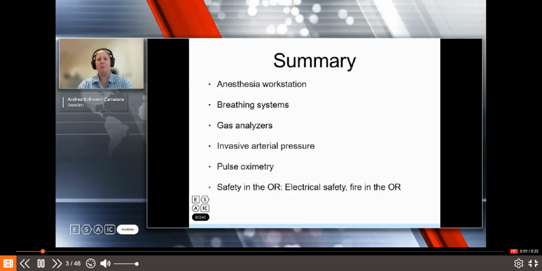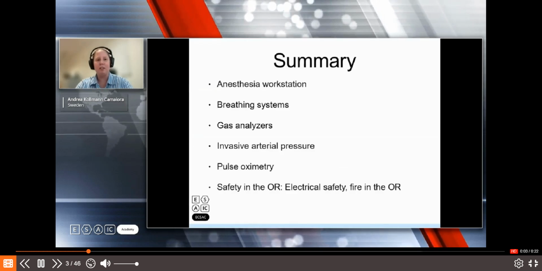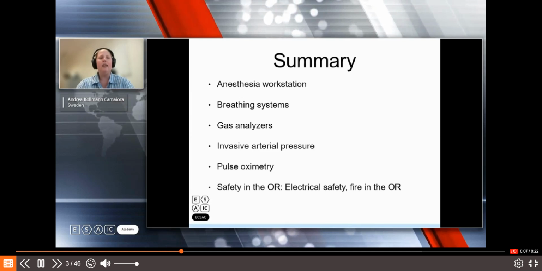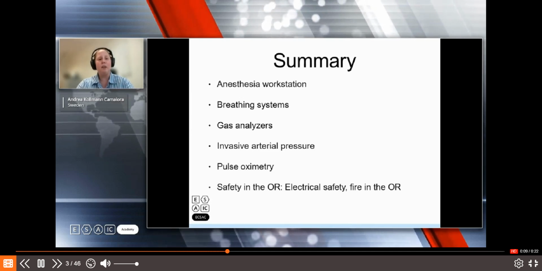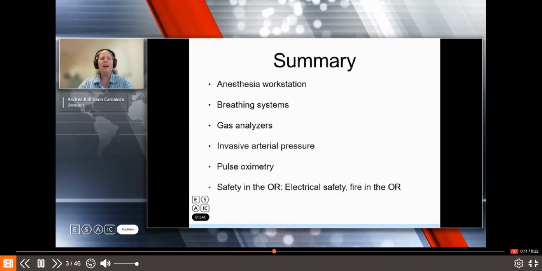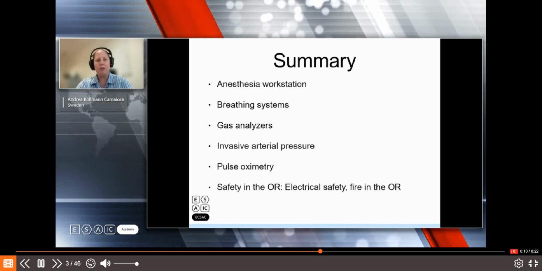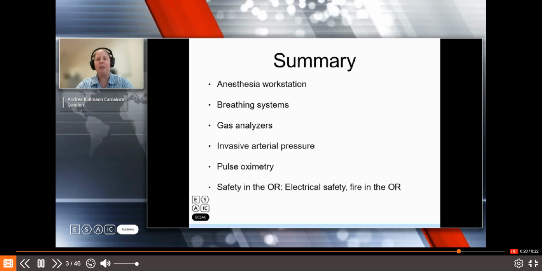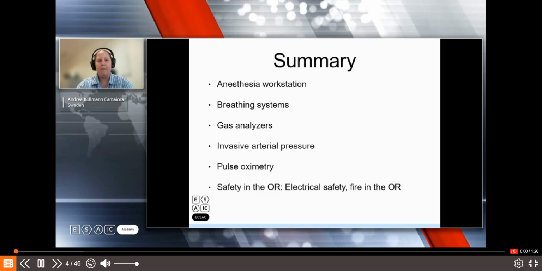So what we're going to talk about today is the anesthesia workstation, the breathing systems, gas analyzers, invasive arterial pressure, pulse oximetry, and a bit about safety in the operating room, because electrical safety and fire in the OR have come and will probably continue to come in the European exam.